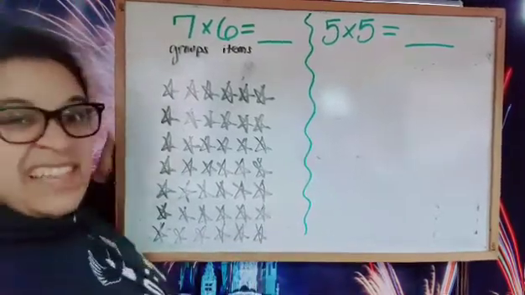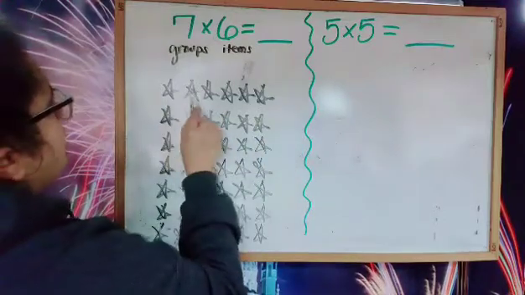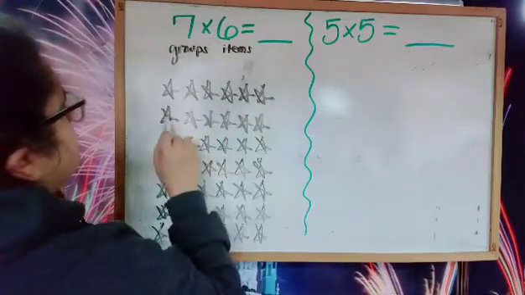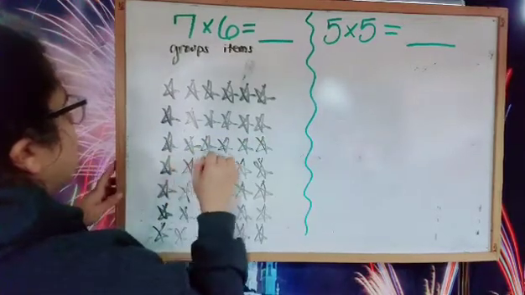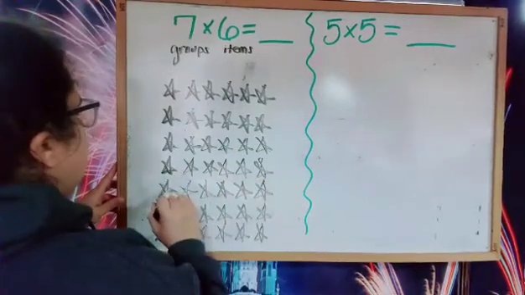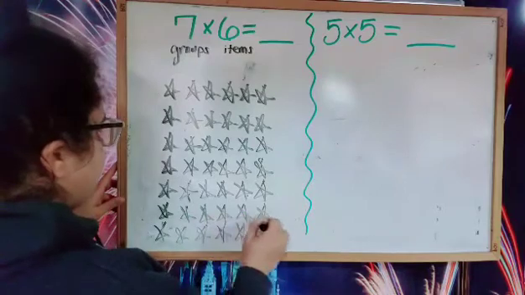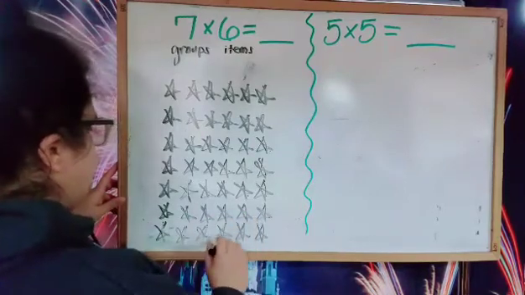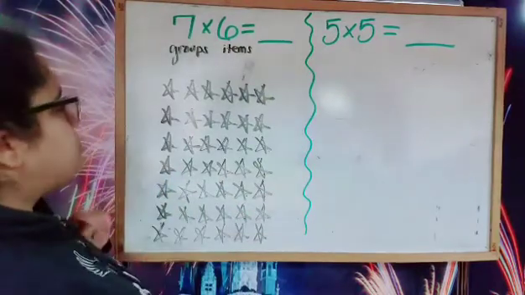So let's see if I did 7 groups of 6, or 7 times 6. I have row 1, 2, 3, 4, 5, 6. Row 2, 2, 3, 4, 5, 6. Row 3, 4, 5, 6, 7 rows, each with 6. So 7 groups of 6 items each.